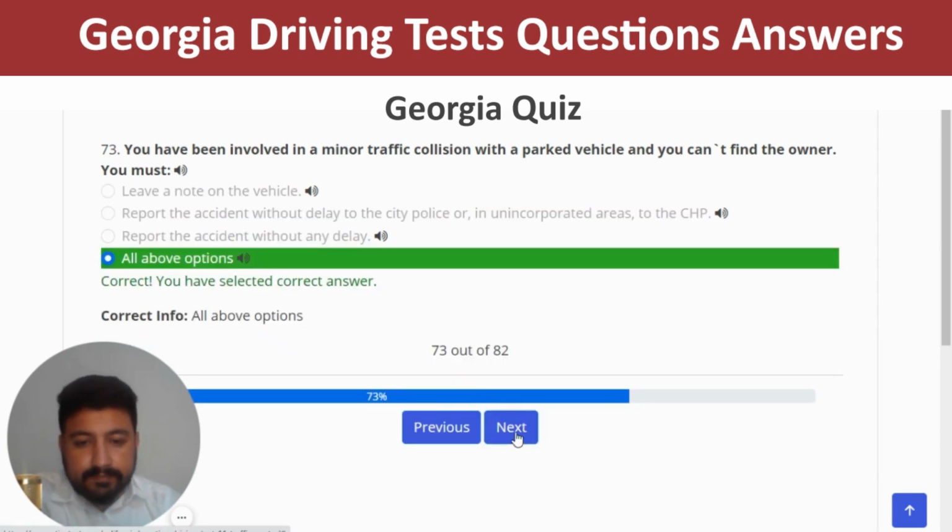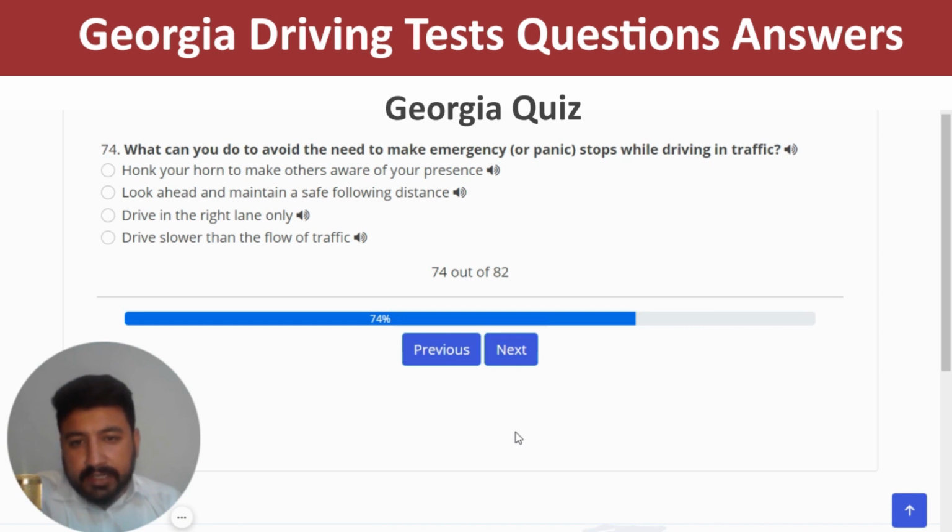Correct. And next, what can you do to avoid the need to make an emergency or panic stop while driving in traffic? The right answer to this question is look ahead and maintain a safe following distance. So the second option should be the right one.